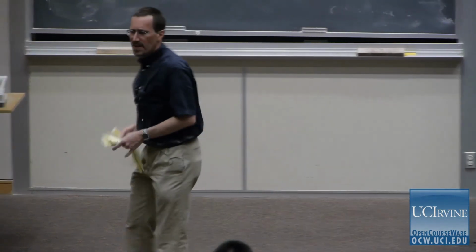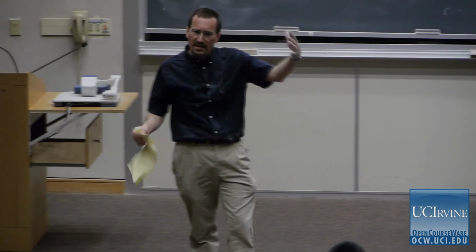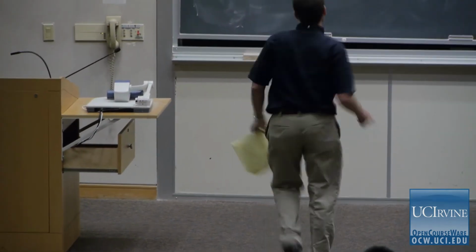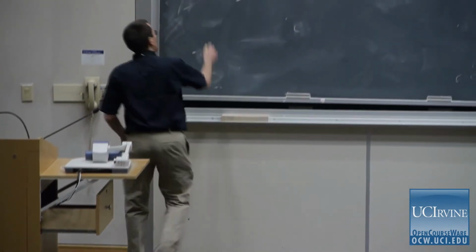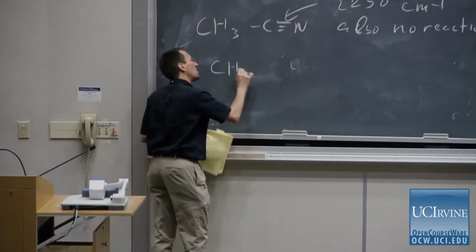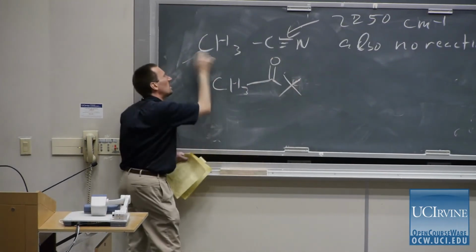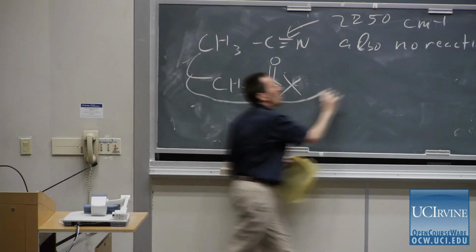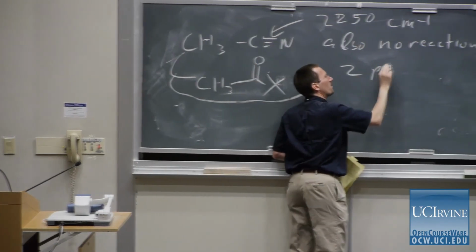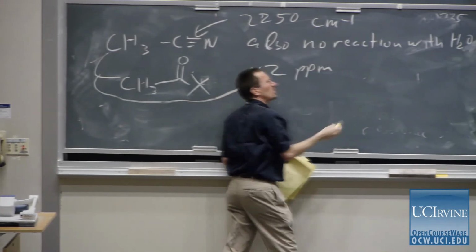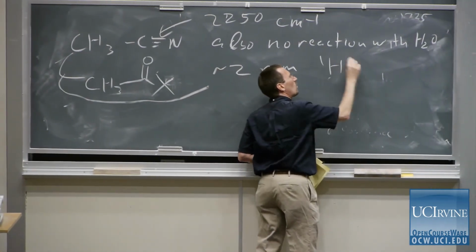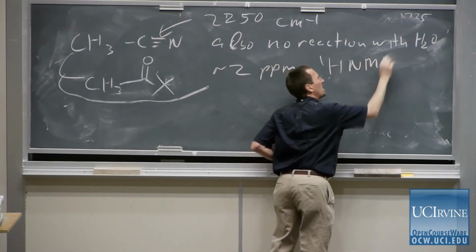Remember, we were talking about NMR before, and I said I like to have a few baseline numbers in my head. The methyl group, whether it's on an acetonitrile or next to any sort of carbonyl, these methyl groups are always about 2 ppm. Very close to 2 ppm in the 1H NMR, in the proton NMR.